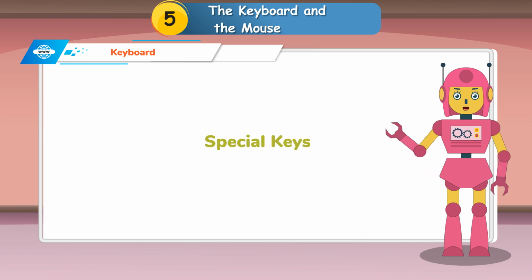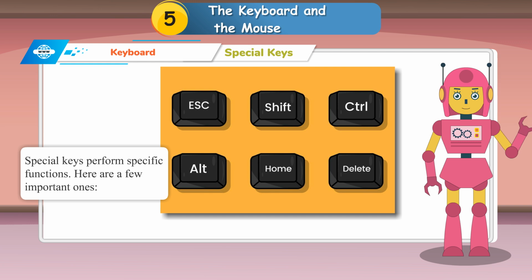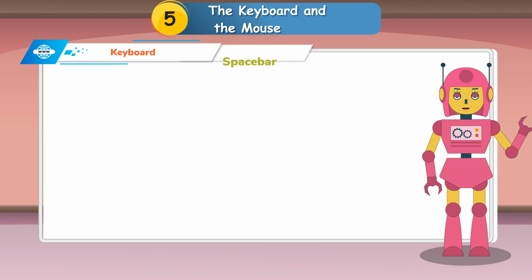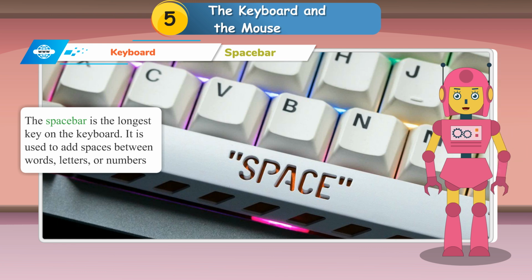Special keys. Special keys perform specific functions. Here are a few important ones. Spacebar. The spacebar is the longest key on the keyboard. It is used to add spaces between words, letters, or numbers.